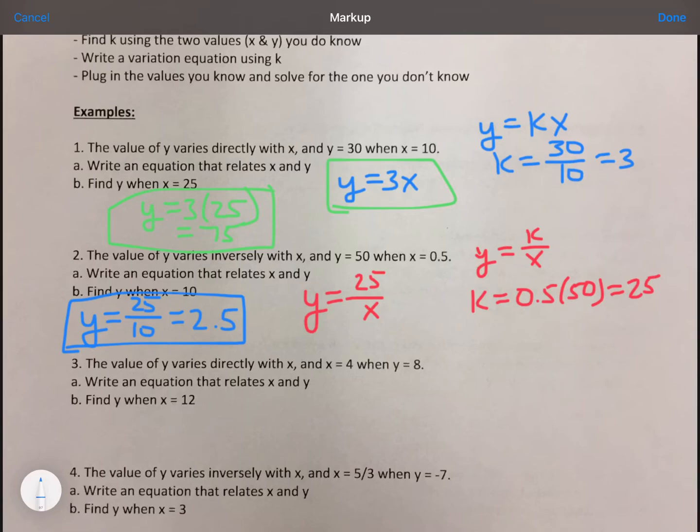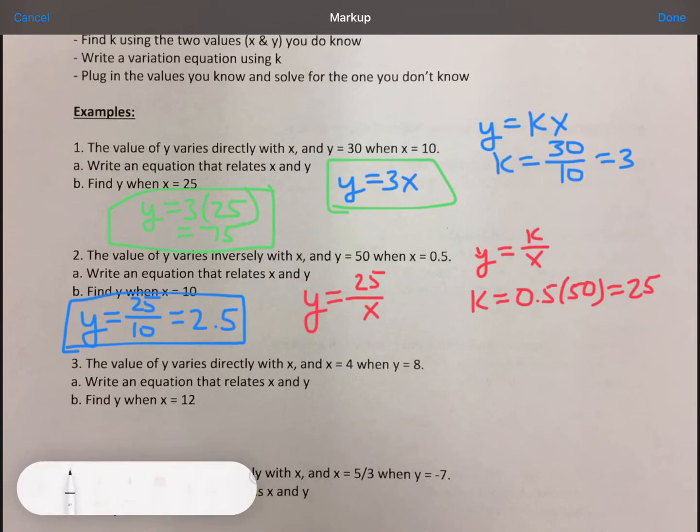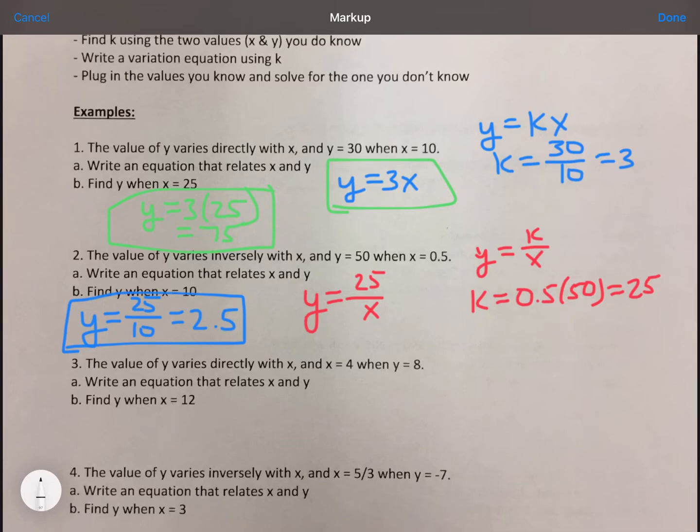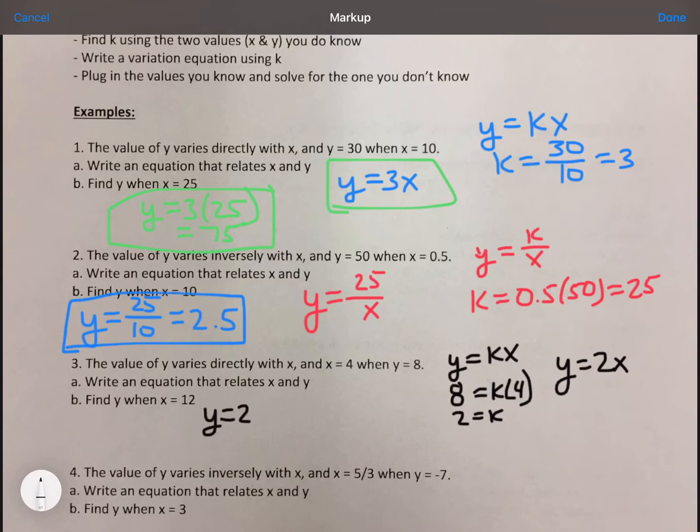Number 3, the value of y varies directly with x, and x equals 4 when y equals 8. So once again, direct variation. y equals k times x. We plug it in. 8 equals k times 4. k equals 2. And we use that to write our equation. y equals 2x. So then find y when x equals 12. y equals 2 times 12, or 24.